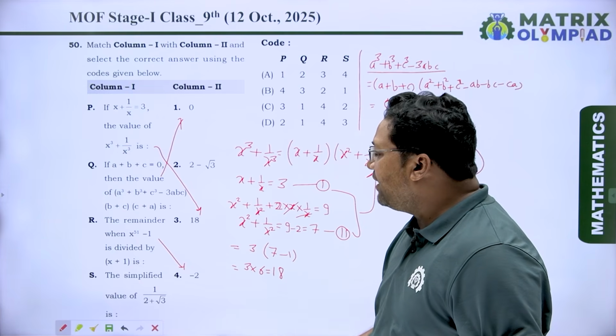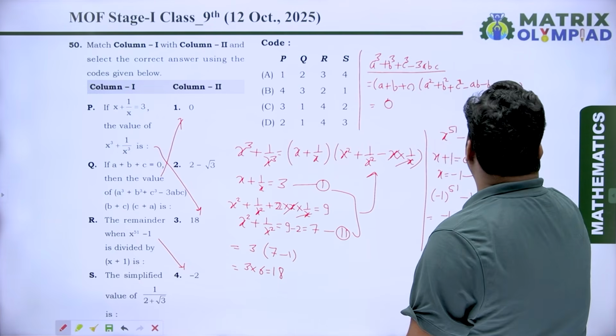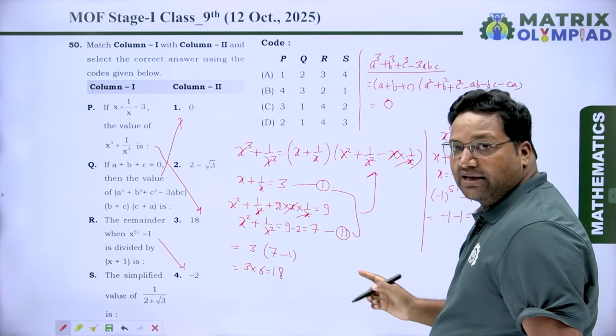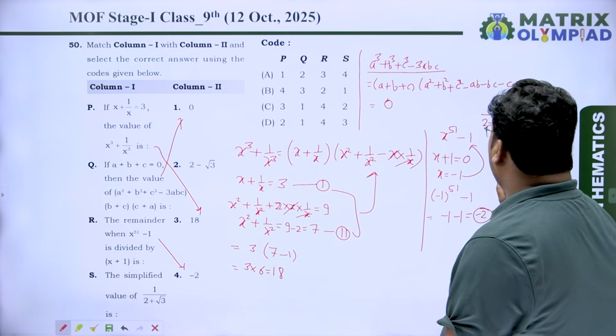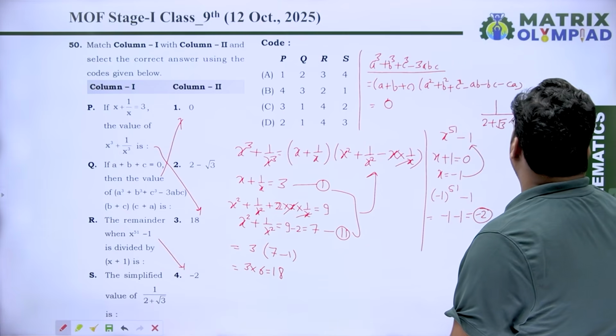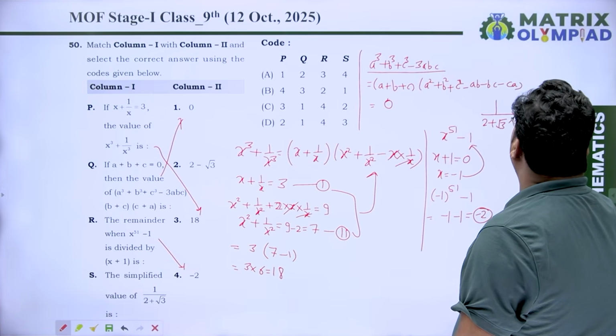Next is the simplified value of 1 upon 2 plus under root 3. Here you can see 1 upon 2 plus under root 3. So we have to rationalize the denominator of this part. For this we have to multiply by the conjugate in numerator and denominator. So we multiply it by 2 minus under root 3 upon 2 minus under root 3.